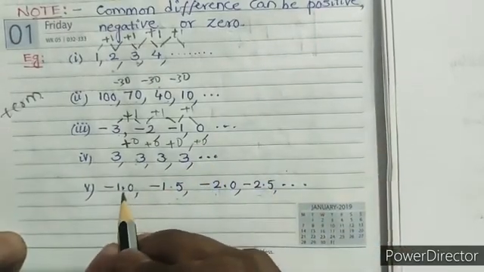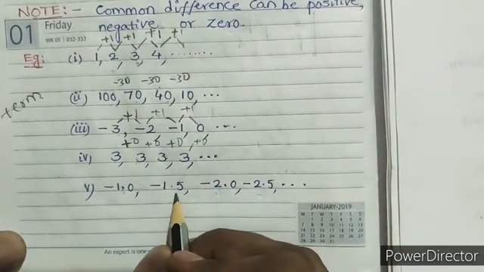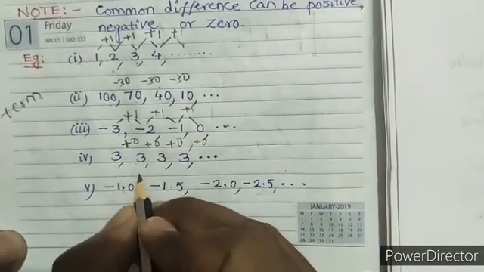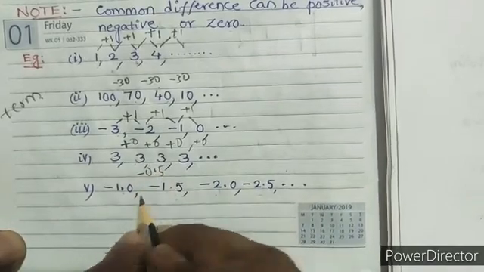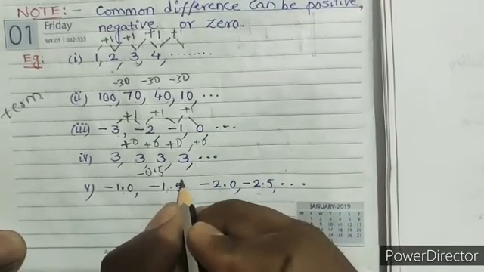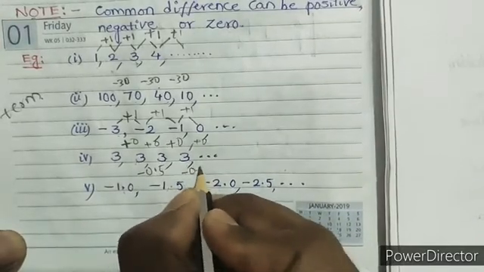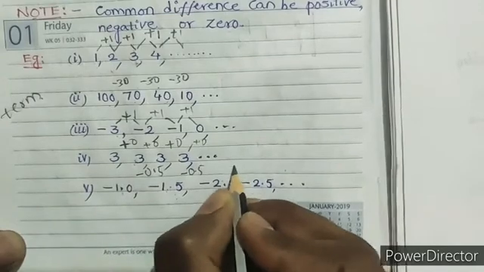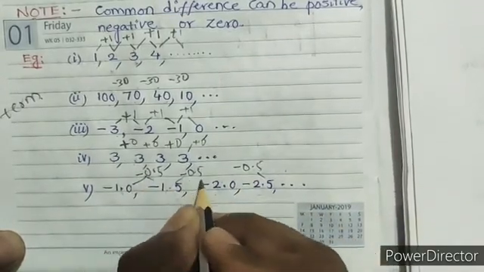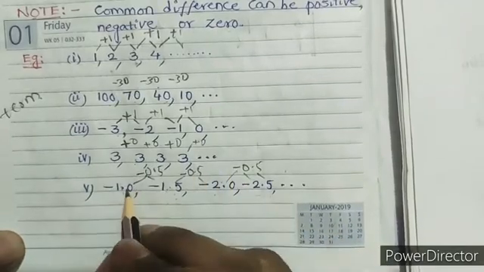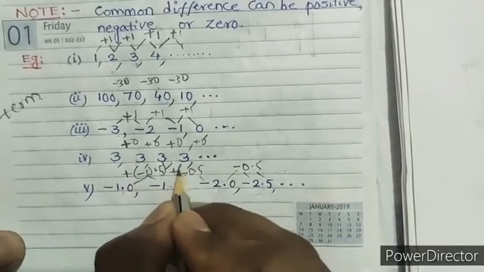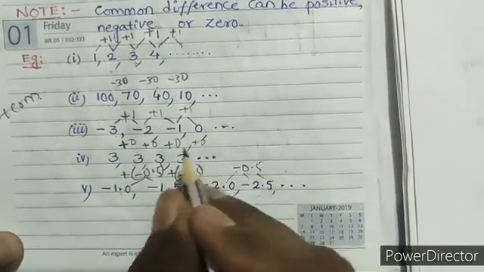Here -1.0 becomes -1.5. So by subtracting 0.5 you will get -1.5. Next -1.5 minus 0.5 will give -2.0, -2.0 minus 0.5 will give -2.5. Like this we are getting. So subtracting is nothing but adding a negative number we can consider. Subtraction is nothing but adding a negative number.